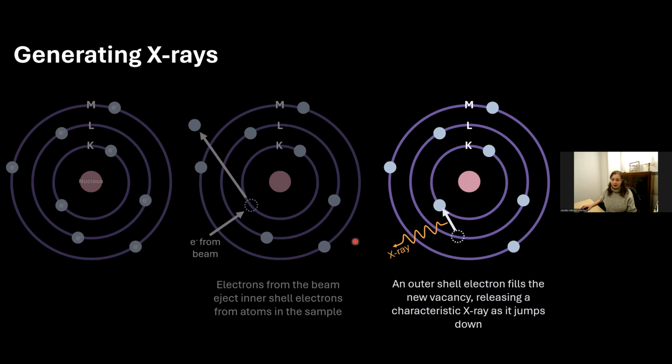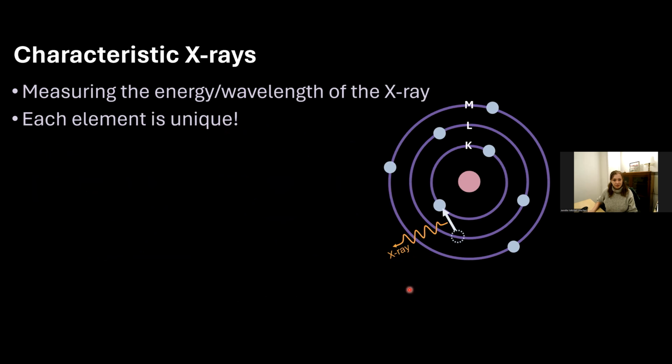And then we have an electron from an outer shell drops down to fill that in. And that process is releasing energy. That's an X-ray. It's the X-rays that we're measuring. We're not measuring the electrons. We're measuring these X-rays that are coming from the sample during analysis.